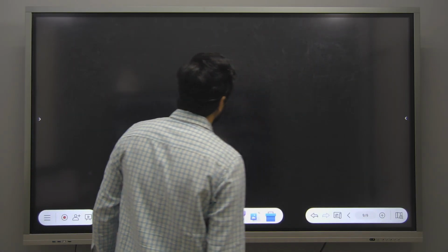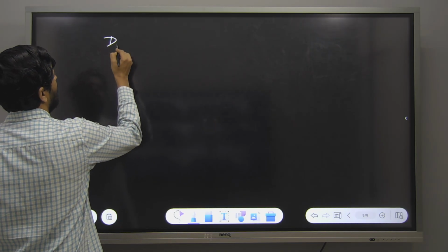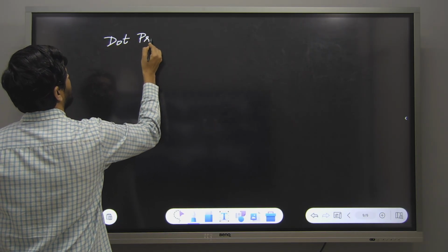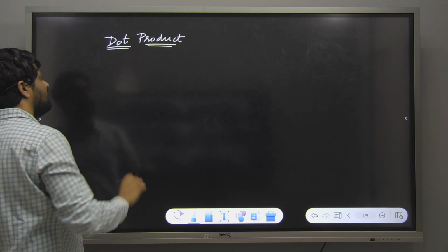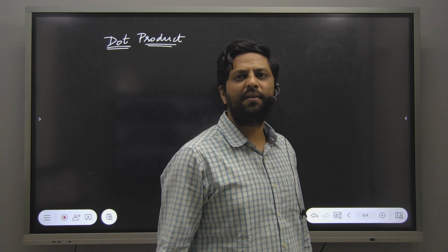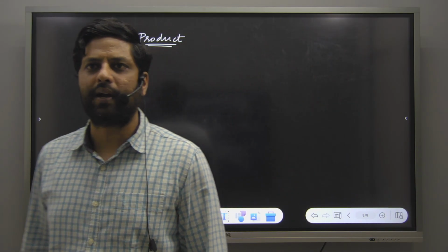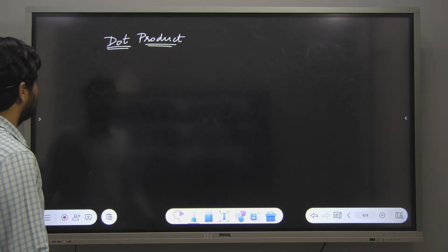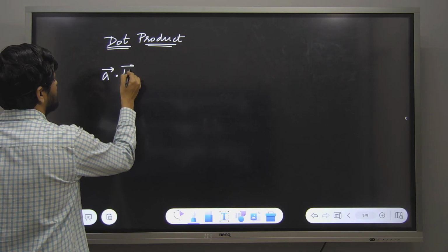All right? So going ahead, first thing is, let us study about dot product of two vectors. What do you mean by dot product? When we multiply two vectors, let us see what happens. I have two vectors. I multiply the two vectors.